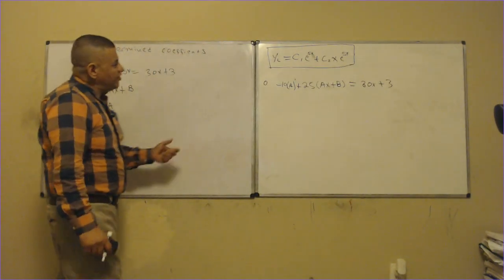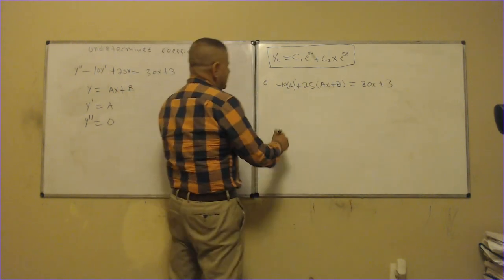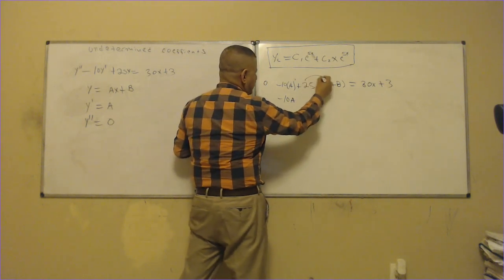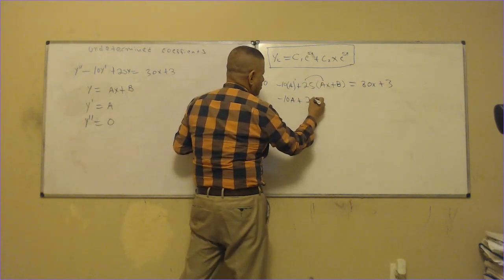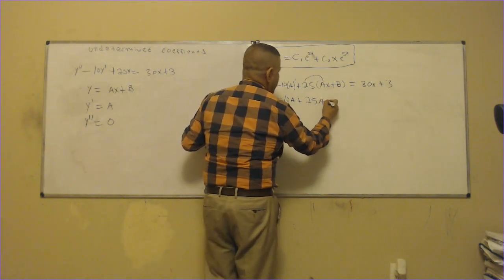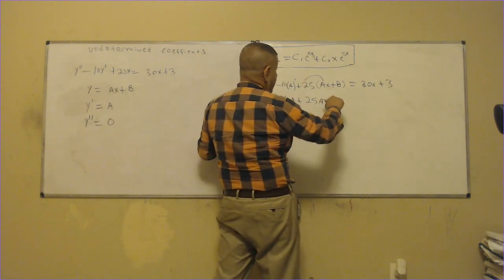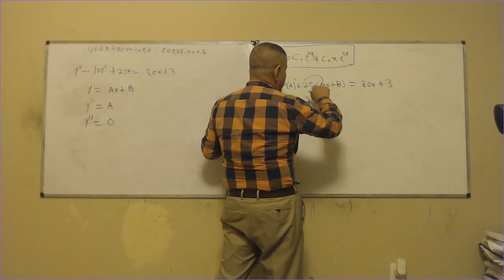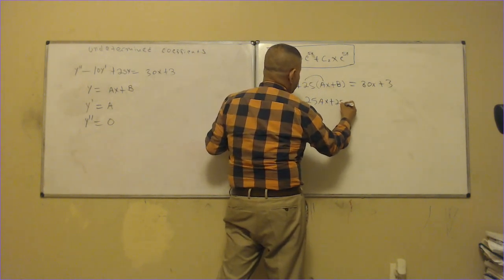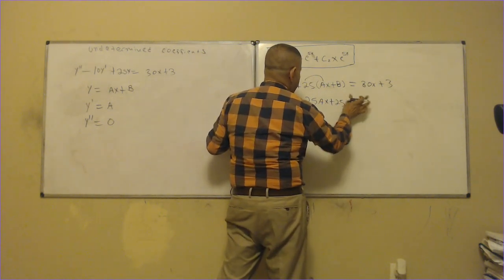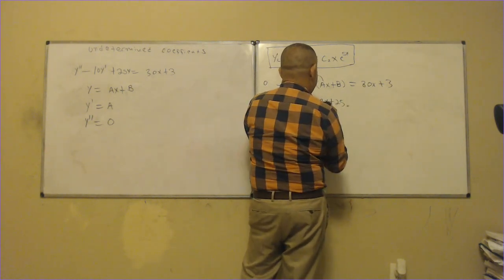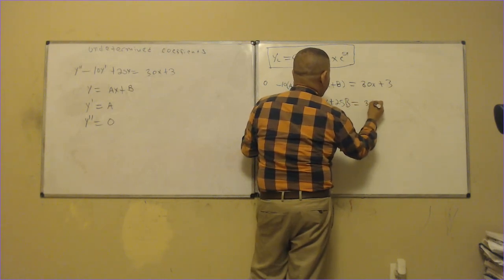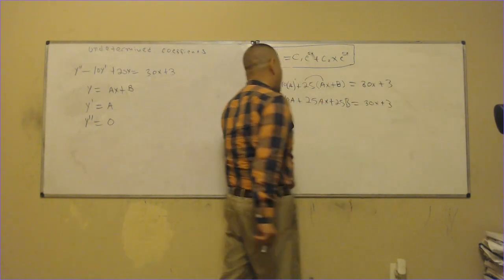Now, this is negative 10a. And then when I multiply that, it's going to be equal to plus 25ax, right? And then plus 25b is equal to 30x plus 3. Right.